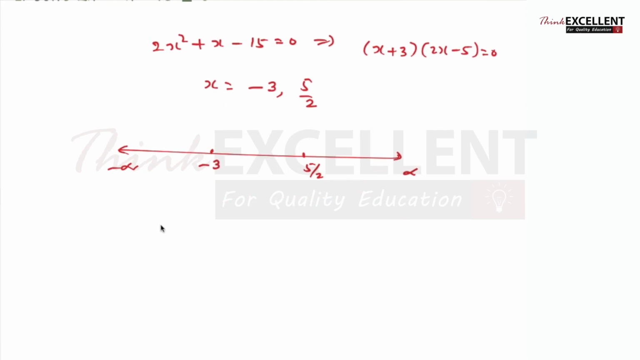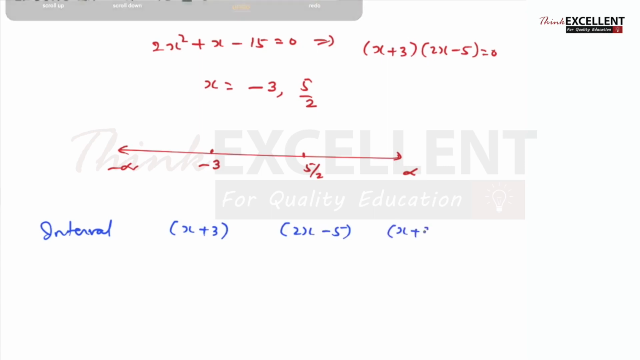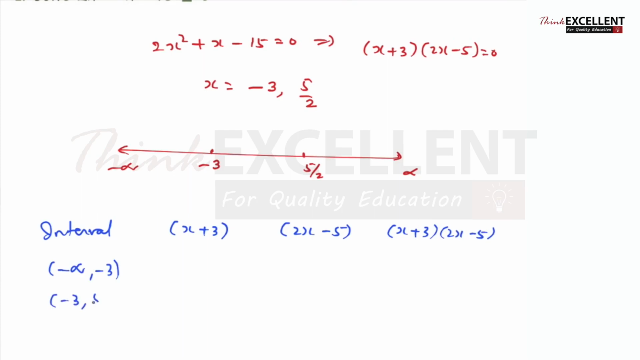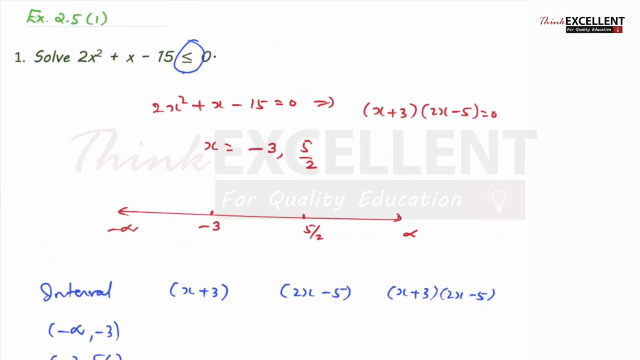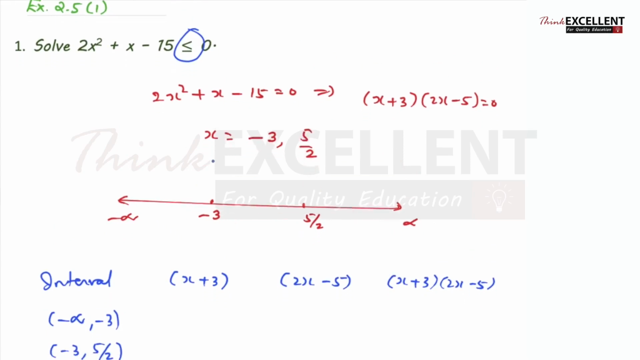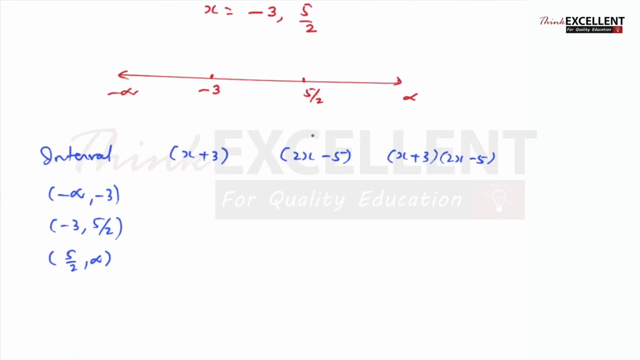So then what do you write? First you write the interval. Then the first factor x plus 3. Second factor 2x minus 5. Then the product, x plus 3 into 2x minus 5. So the first interval minus infinity to minus 3, minus 3 to 5 by 2, 5 by 2 to infinity. Whether you can use closed interval or not depends on this, less than or equal to, so you can give closed interval. Okay, I'm just going to explain only one.